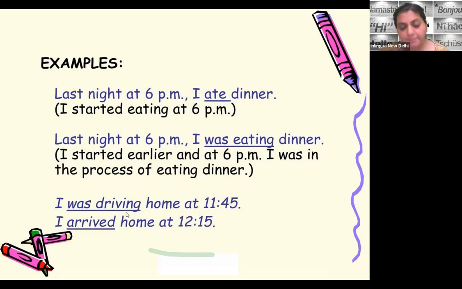Other examples, I was driving home at 11:45, meaning you were in the process of driving home. You started driving earlier or before 11:45. I arrived home at 12:15. I arrived home is simple past tense. The action is over. I arrived home at 12:15.